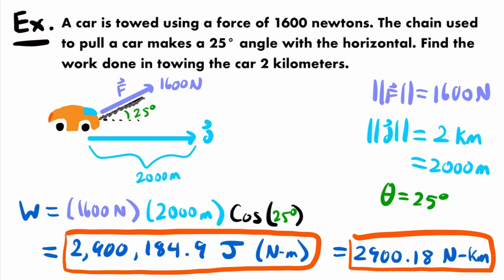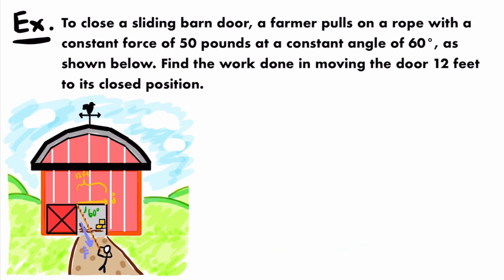Let's take a look at one more example for this video. So here's our last example. We have to close a sliding barn door. A farmer pulls on a rope with a constant force of 50 pounds at a constant angle of 60 degrees, as shown below. Find the work done in moving the door 12 feet to its closed position.